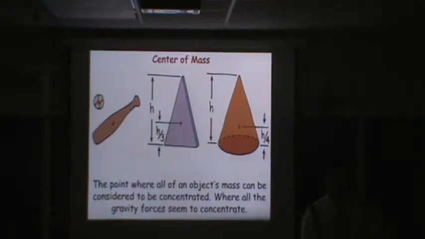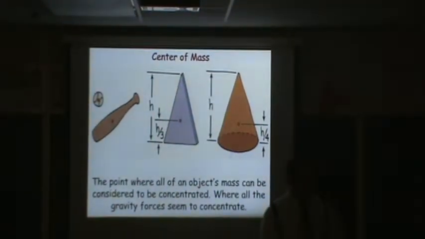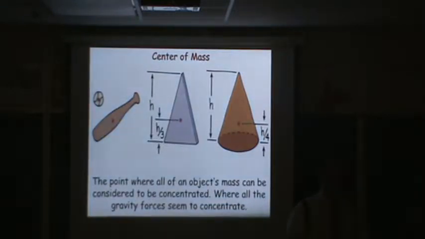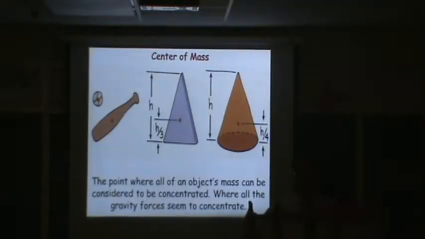Again, gang, showing you where the center mass of all those different objects is with a red dot. Gang, how about a baseball bat? If I measure the distance from that hand to that hand and I cut it exactly in half, is that where the center mass of the baseball bat is going to be? What do you think?